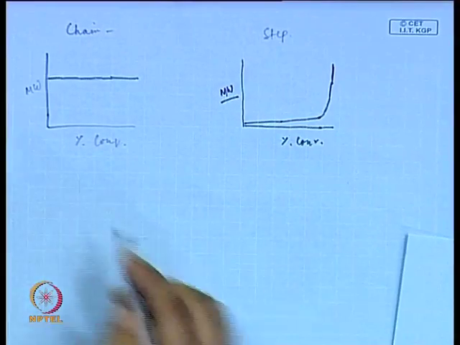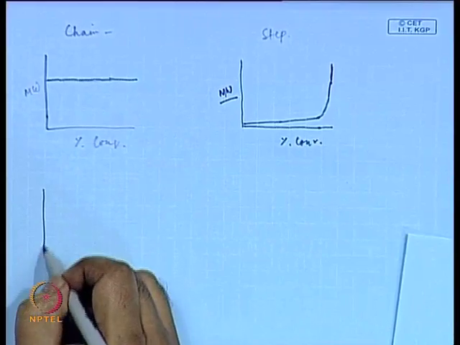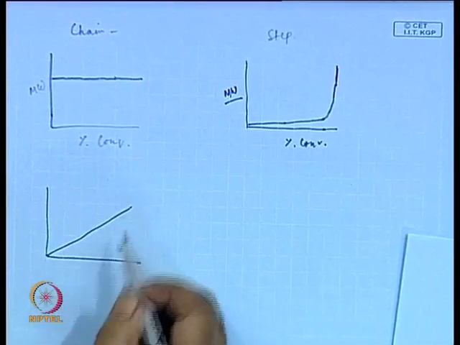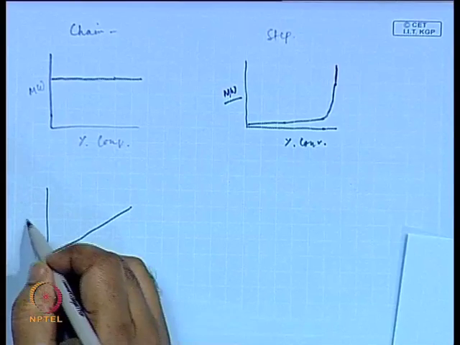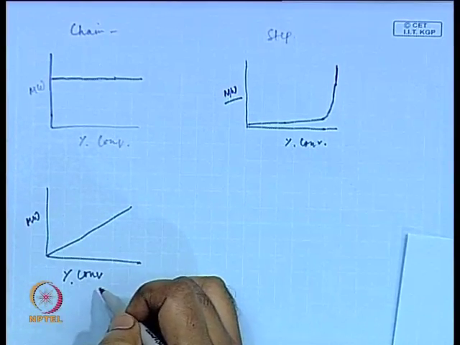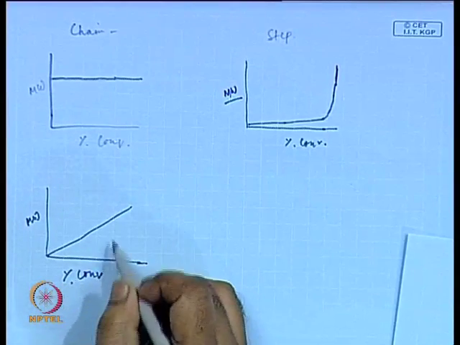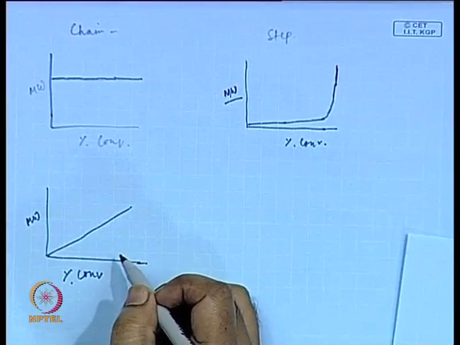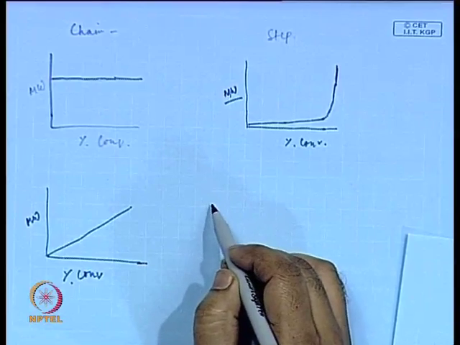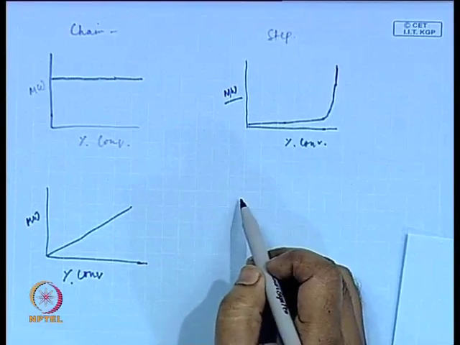Now, in some cases, chain polymerization can give you a situation like this, where the molecular weight increases linearly with the conversion. It arises in a situation where the rate of initiation is faster compared to the rate of propagation, and also the reactions which were responsible for terminating a reactive species, a reactive chain, were absent in this case.